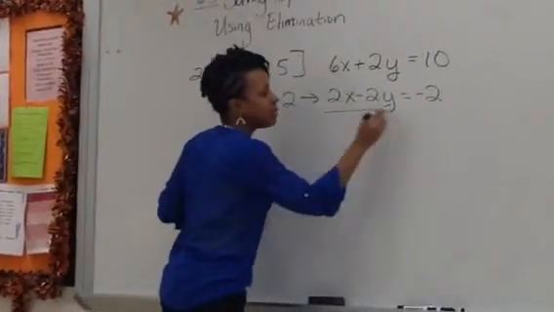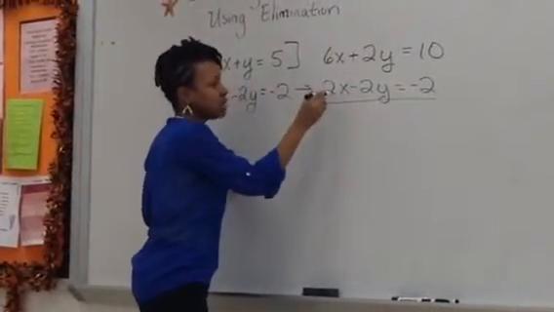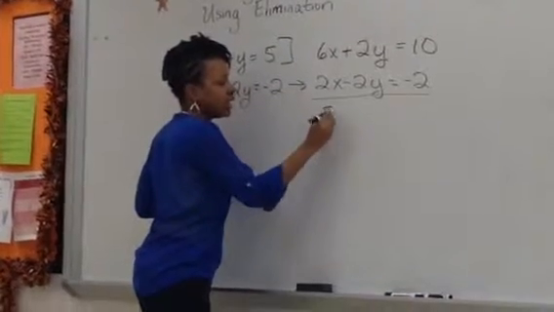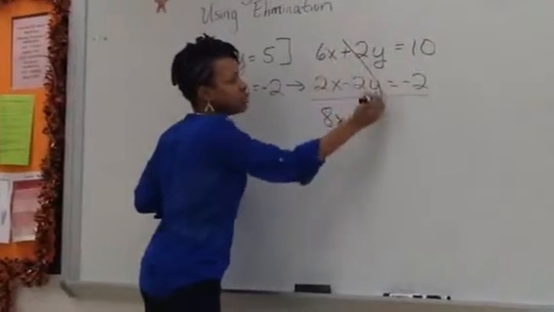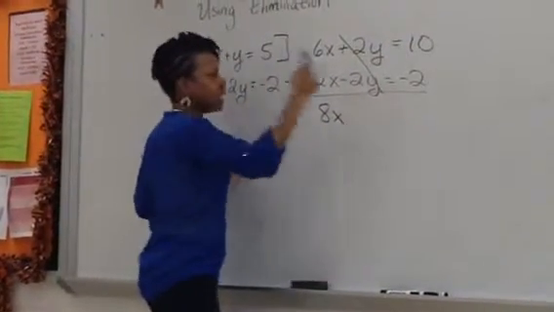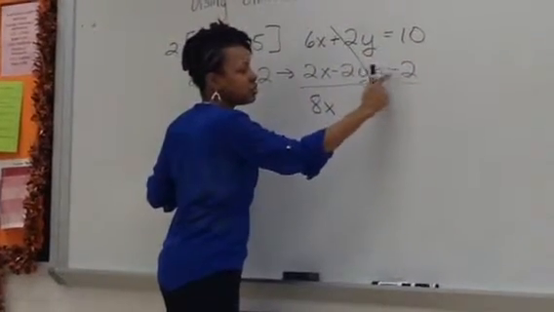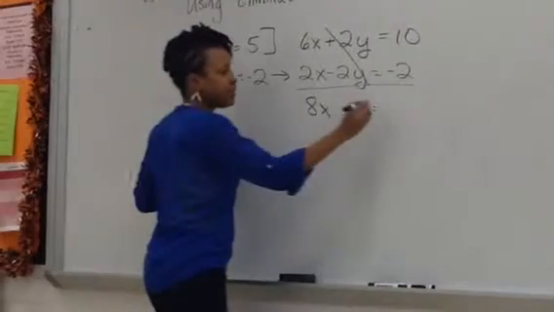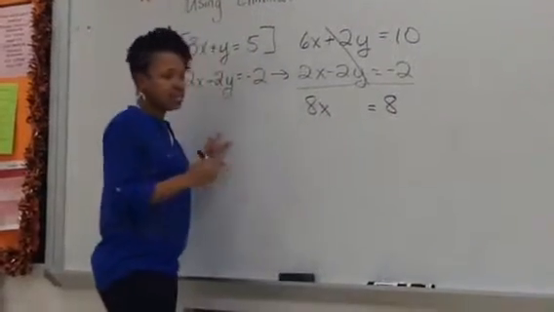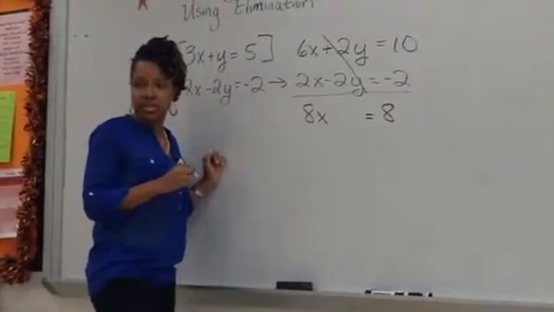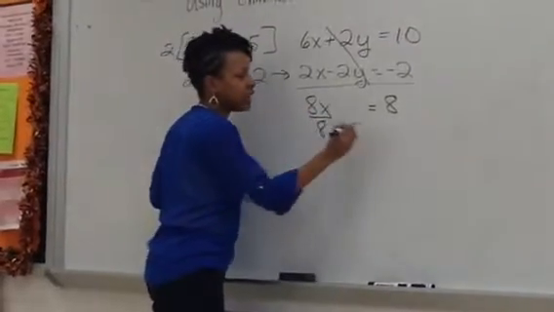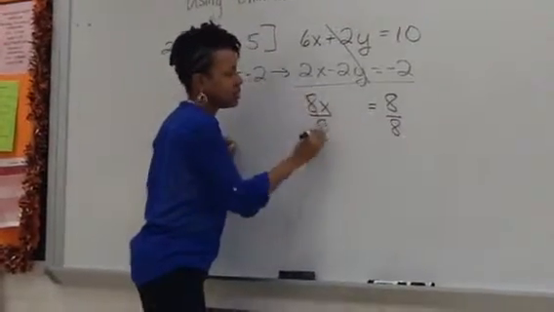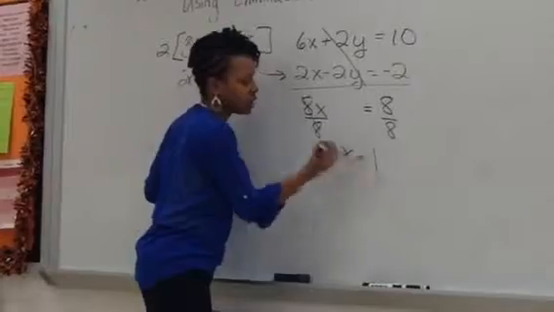All right, so now let's combine these. 6x and 2x is 8x. The 2y and the -2y cancel out. And then 10 minus 2. This is a -2, so make it easy on yourself: positive 8. My last step to solve for x is to divide both sides by 8. And x equals 1. Very good.